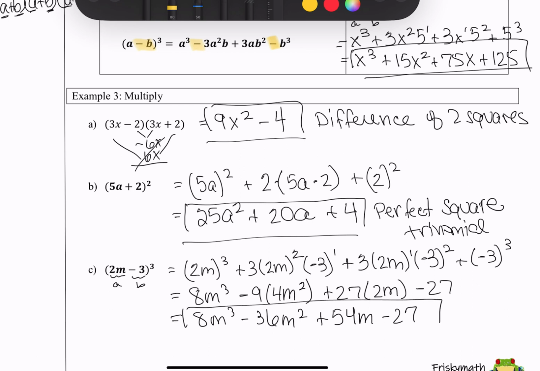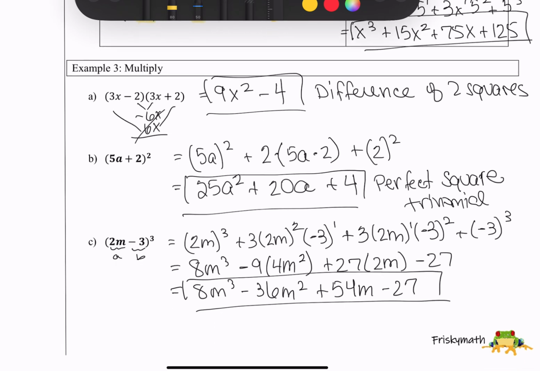There it is. I've multiplied the 2m minus 3 to the third power. Now, could you have written this out? Sure. You could do this 3 times. Would you get the same answer? Of course you would. It's long and tedious, and it's going to take you a little bit longer. And when we get to more complicated ones, it's going to be more challenging for you. So if we get to a 5th power or a 7th power, it's going to be more complicated.